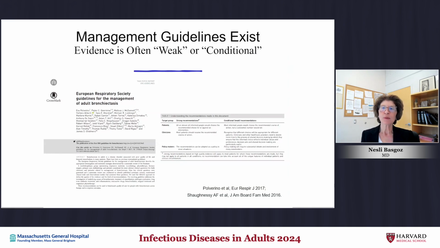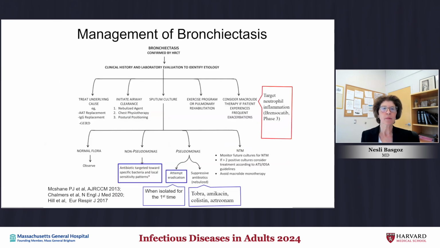So there are management guidelines for bronchiectasis, but evidence here is often weak or conditional. And it's really important to remember that, like many clinical practice guidelines, not only are there no randomized studies, but in addition, there isn't validation of these guidelines with testing before or after implementation. So it's important to consider them a place to start rather than a validated guideline.